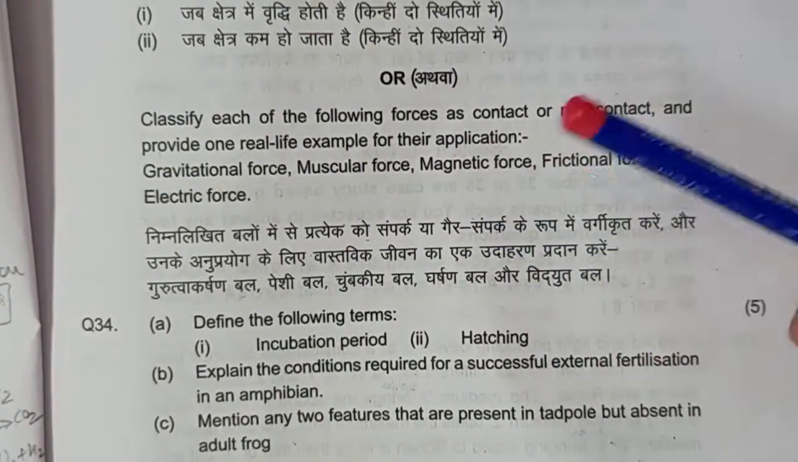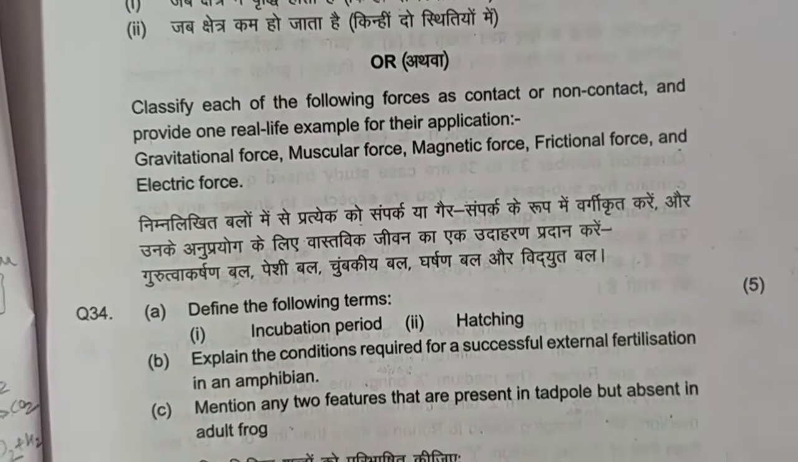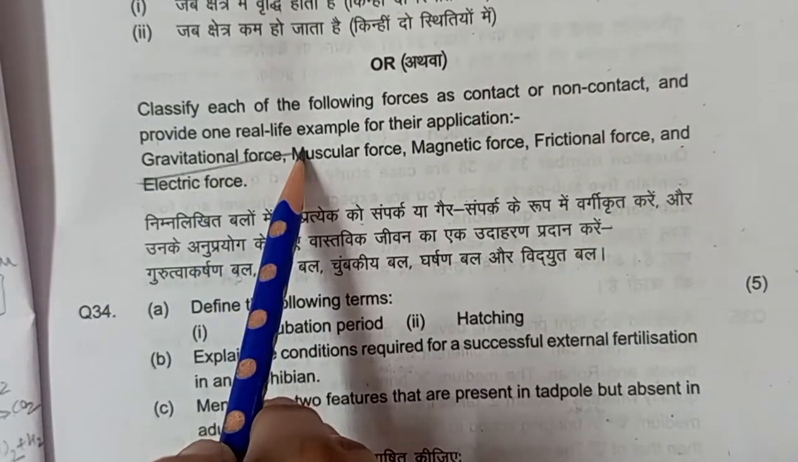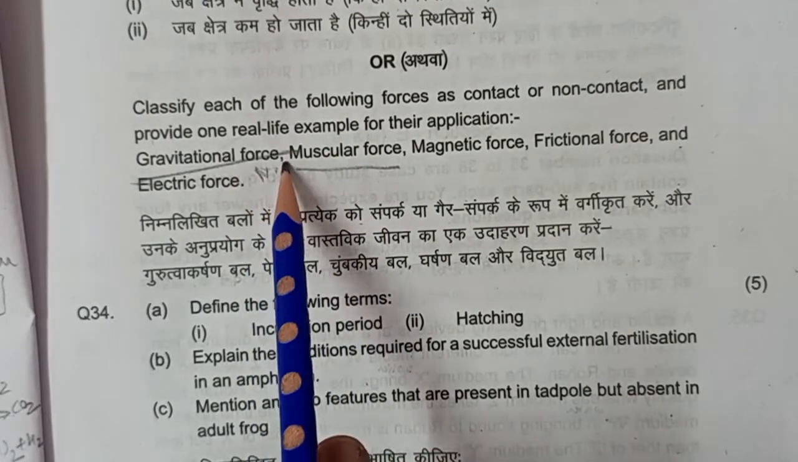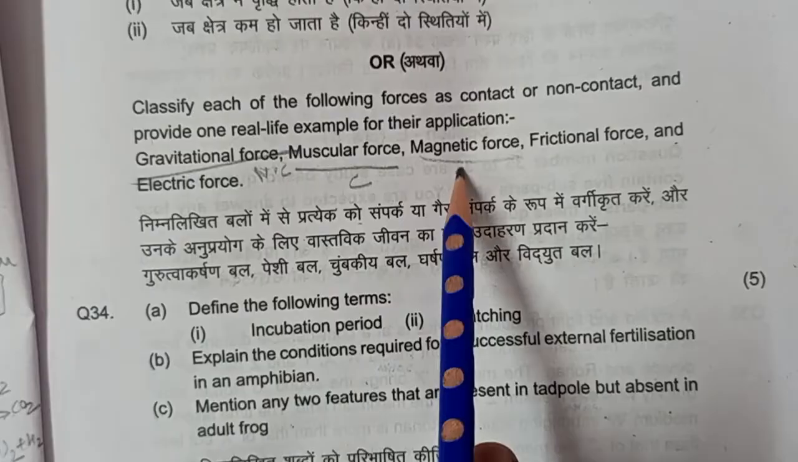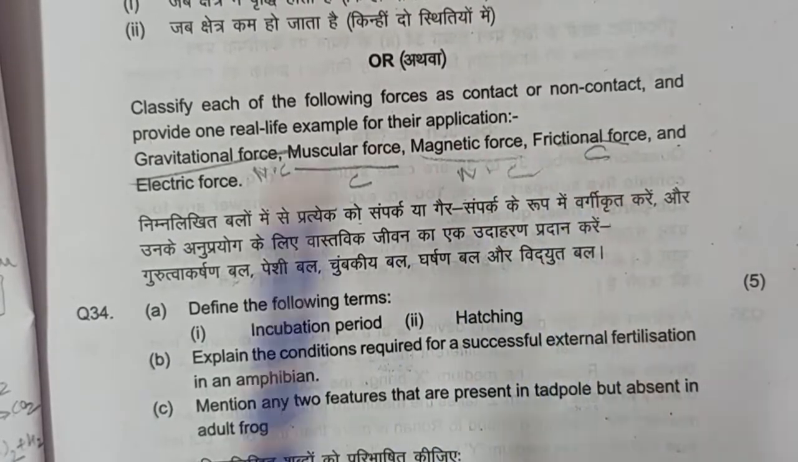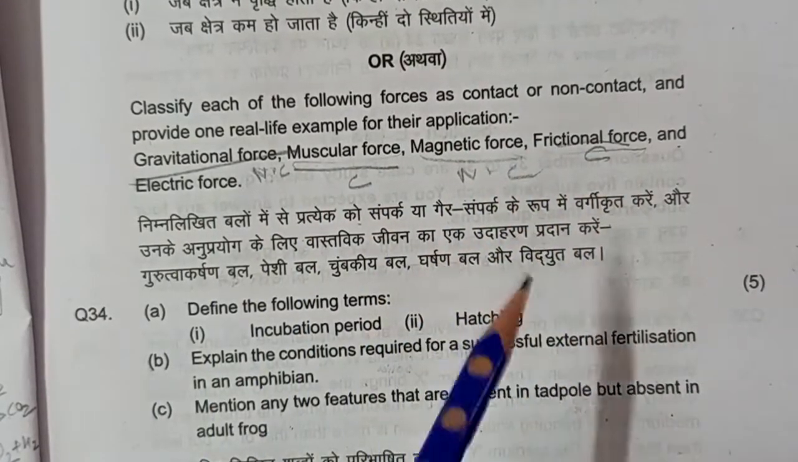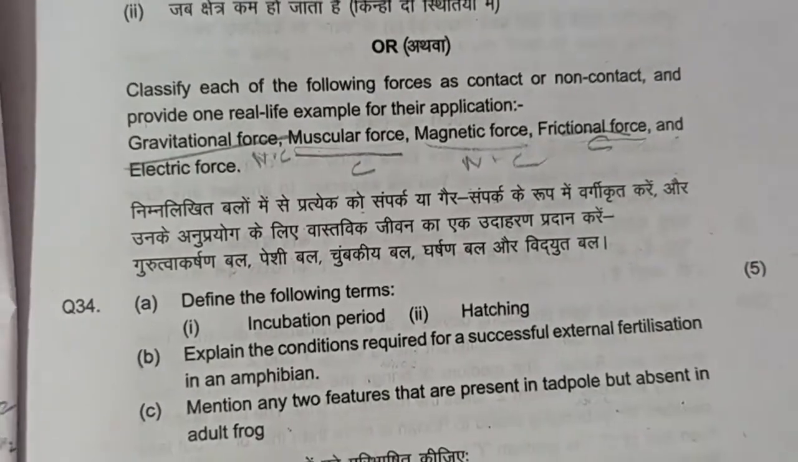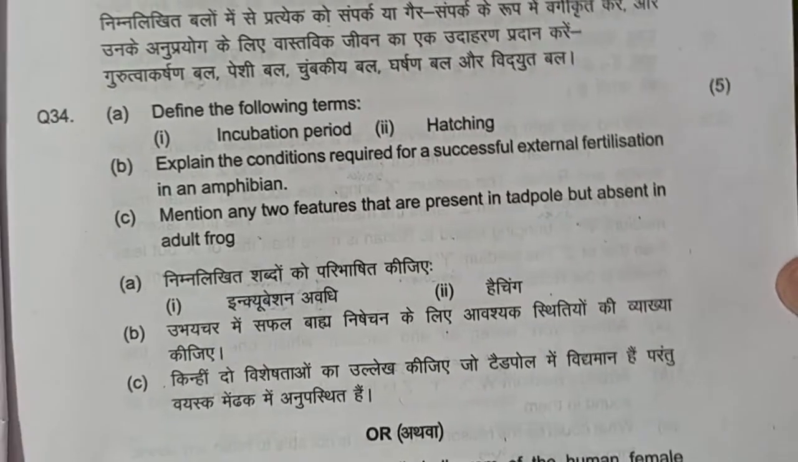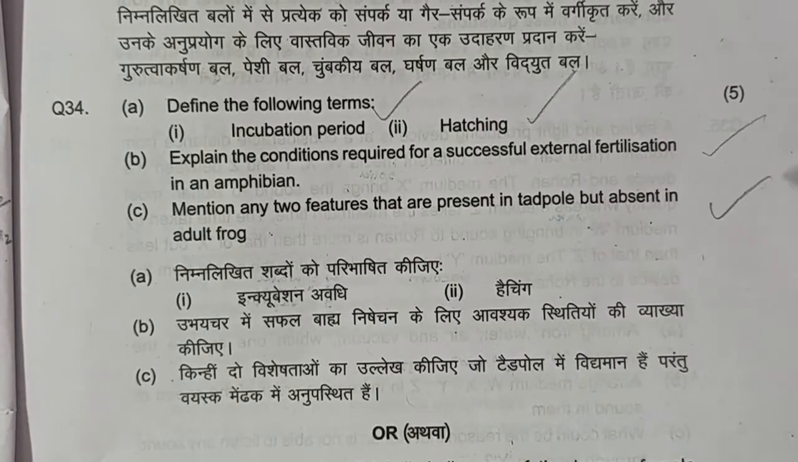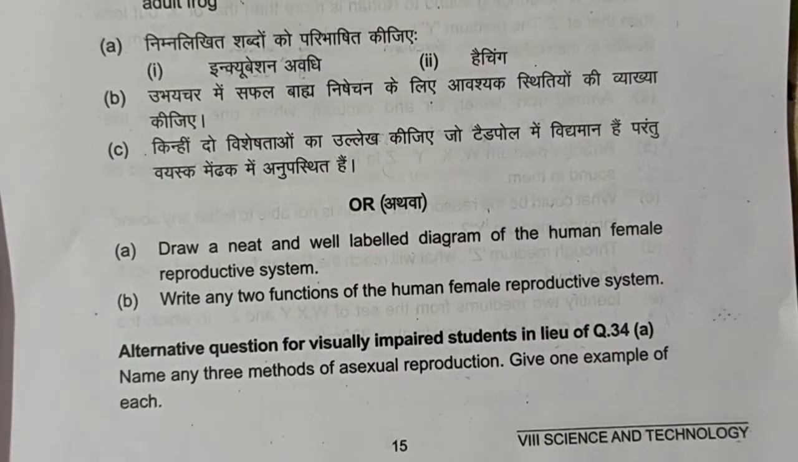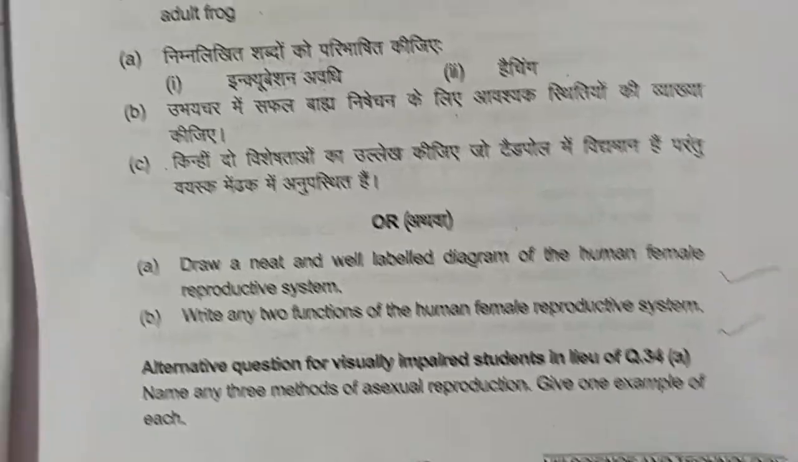Next, classify each of the following as contact or non-contact. So gravitational is non-contact, muscular is contact, and frictional is contact. Muscular and frictional are contact forces, others are non-contact, and you will provide the examples given in the book or anything you might know. Okay. Incubation period is given in the book, hatching is given in the book. This also, this also. Direct questions. These are also given in the book, right? Next.